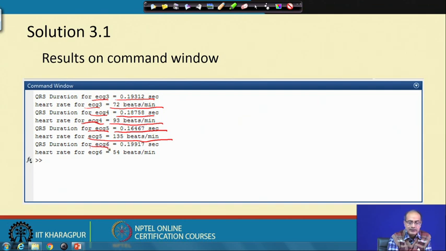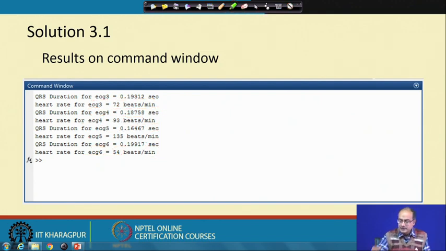For ECG 6, the duration is the highest among these ECG signals, about 0.2 second, and the heart rate corresponding to that is much lower, it is very low, 54 beats per minute. That means it is certainly having bradycardia, unless this person is a sportsman. Okay. So, now let us see the output in each of these cases.